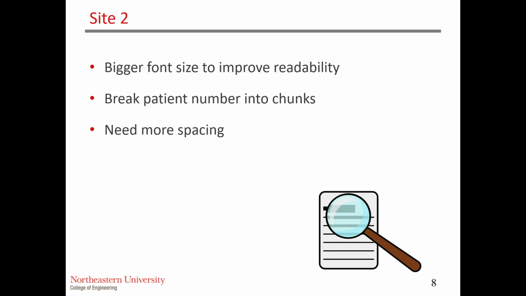In Site 2, after reviewing all the off-shelf patient armband products, the design group noticed three major problems with the current design. The fonts are too small to read the patient information. They need to change to a bigger font size to improve readability. And the patient medical record number is too long to read. They need to break it into chunks to identify these numbers. And due to too much irrelevant information, there was not enough space, which made the armband look so crowded. So they need to create more spacing.